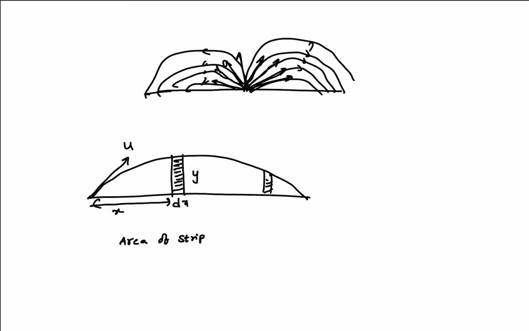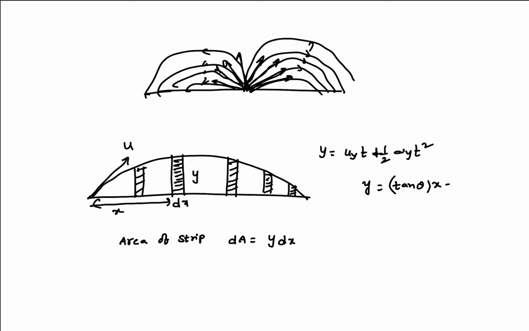I am dividing the region under the parabola into small strips. One such strip at x distance has y height, and its area is dA equal to y into dx. As you know, y is equal to u_y t plus half a_y t square. Or similarly, y is equal to tan theta into x minus g divided by 2u square cos square theta into x square. You can apply that too.